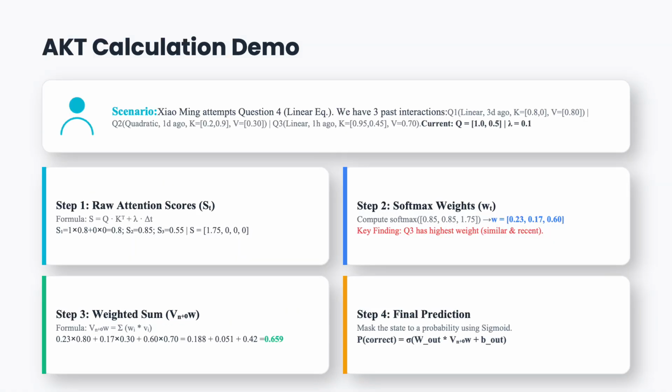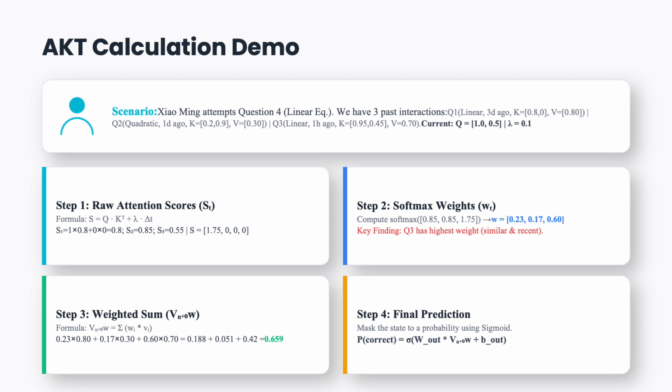Let's make this concrete with a simple example. Imagine a student has just answered 3 questions about algebra and geometry, and now they face a new question about Pythagoras. Step 1. The query. The model looks at the new Pythagoras question and creates a query vector. This vector represents what knowledge is needed to solve it.